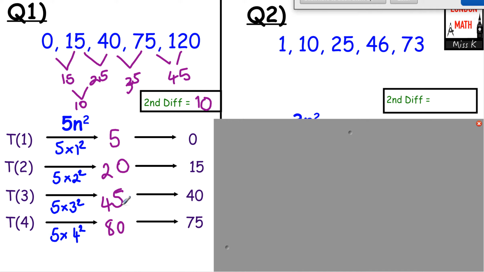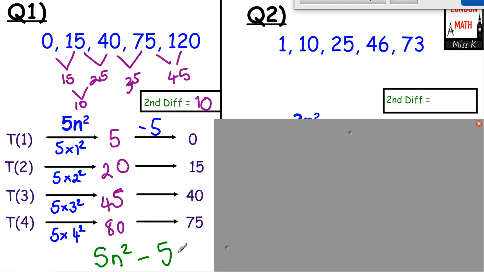Okay, so just quickly let's check in addition what's happening. I've got 5, this time it's dropping down to 0, 20 drops down to 15, 45 drops down to 40, 80 drops down to 75. So if you've guessed it, yes, what's actually happening is that we are minusing 5. So piecing the formula together, our nth term is 5n squared minus 5. And so therefore it becomes a lot easier.